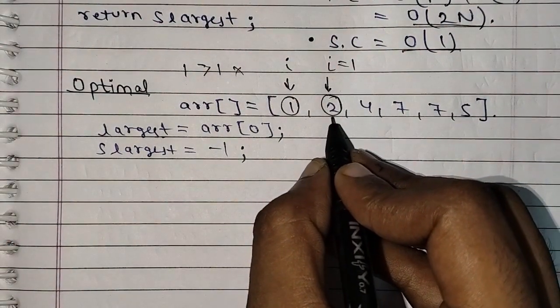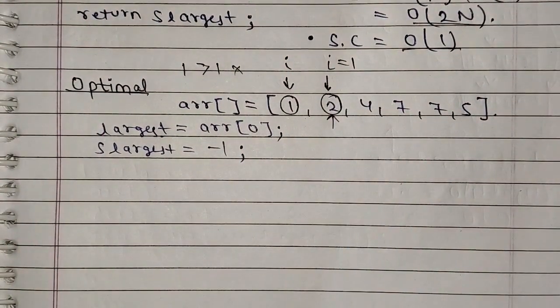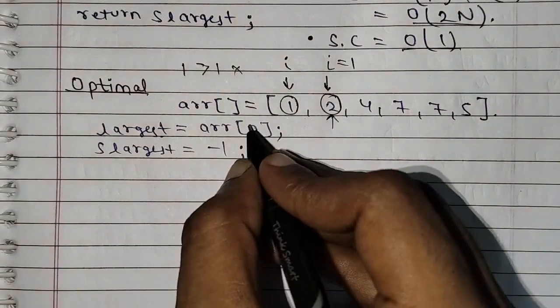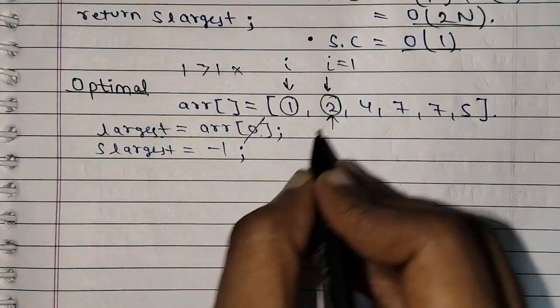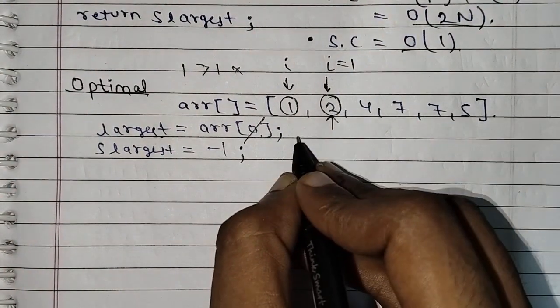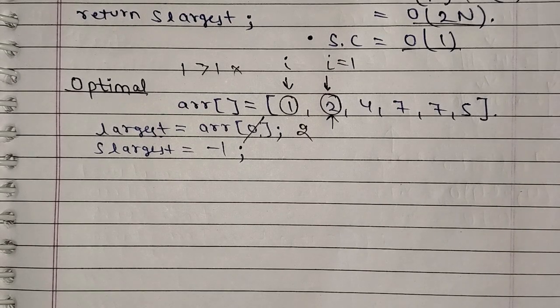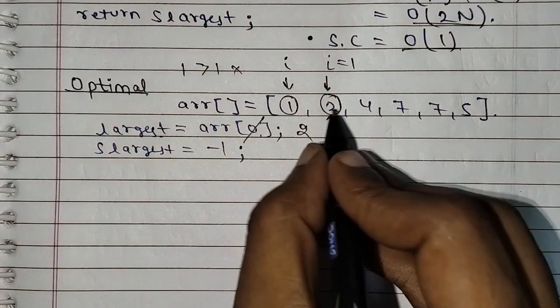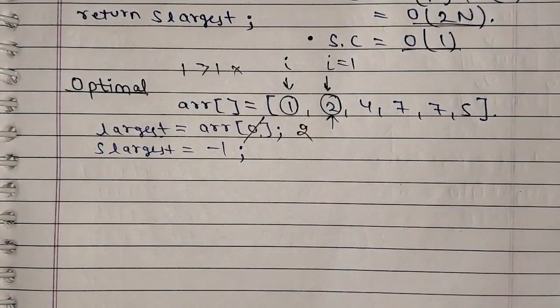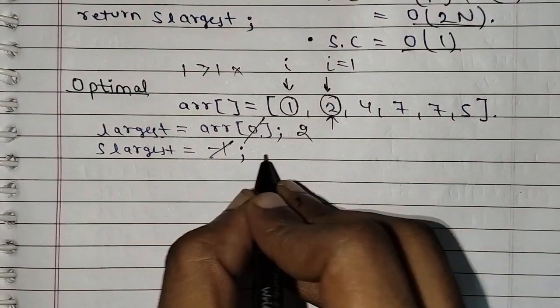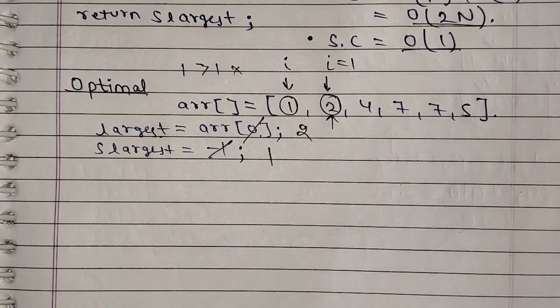Here we have to compare. Hey, are you greater than largest? He said yes. Here the value is 1 and here the value is 2, so update the largest. Now the largest element is 2. At the same time, if the largest element is 2, the second largest becomes 1.